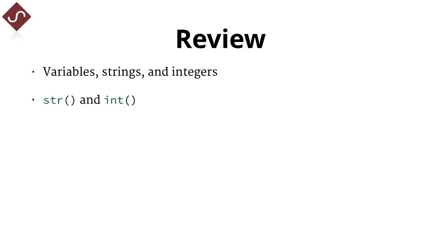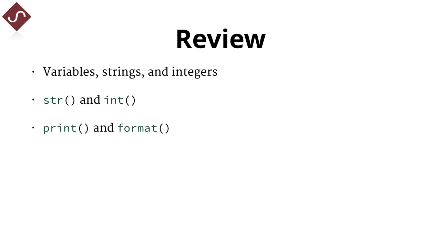So to review first what we've done already, we've looked at variables, strings and integers. Remember, strings are just groups or collections of numbers, letters and symbols, and integers are just whole numbers that have no decimal place. We've looked at the str and int methods. Str converts a number to a string and int does the opposite.